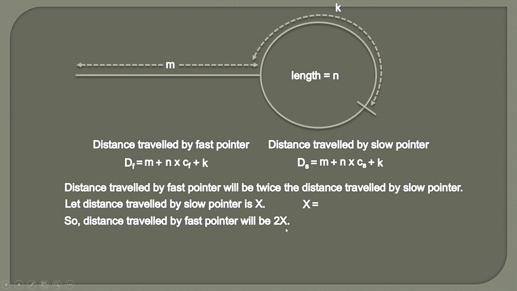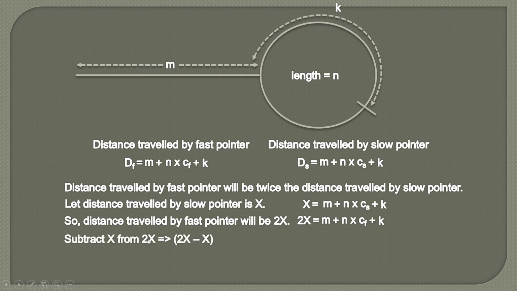So if we substitute these values in x and 2x, it would be something like this. x will be equal to m plus n cs plus k, and 2x will be m plus n cf plus k. Here the constants cf and cs are different, and are nothing but integer values. Now what we do is we simply subtract x from 2x.